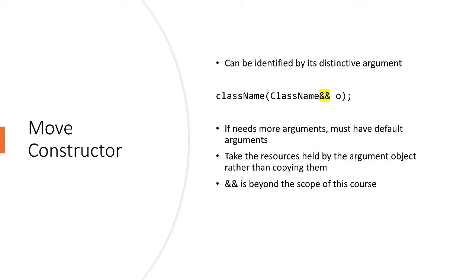Here, we're going to talk a little bit about the move constructor. It can be identified by its distinctive arguments. Notice here, it is very similar to the copy constructor, except that it has 2 ampersand signs. If it needs more arguments, then those must be default arguments. So when creating this class, if you need more arguments, you need to create it with those as default arguments. It takes the resources held by the argument object rather than copying them. This is beyond the scope of our course, but the move constructor is something to study on your own time.